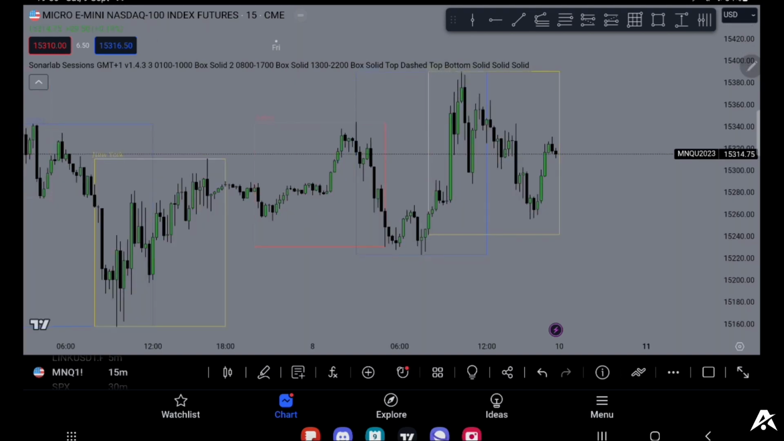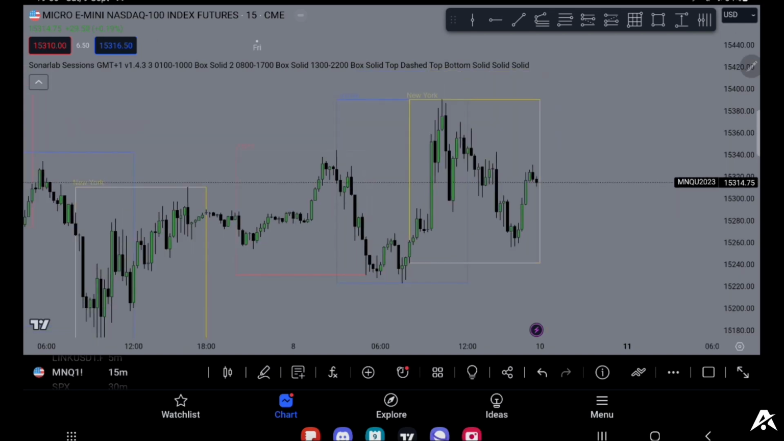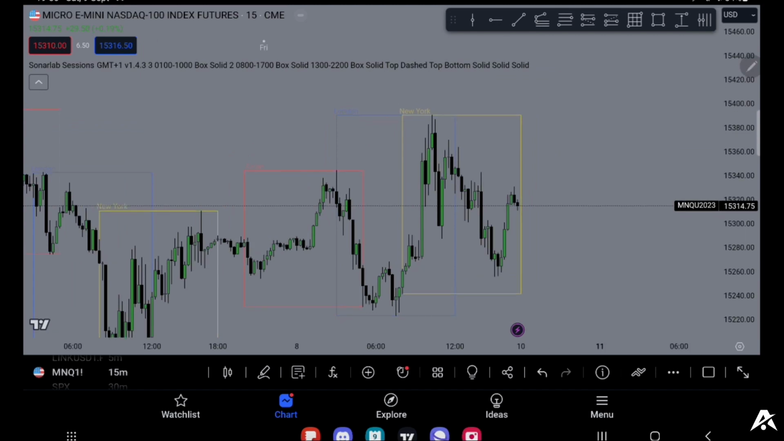But as a rule of thumb, Asia always accumulates, followed by London, which always manipulates. It'll go into the opposite direction of where the price has to reach out to towards the end of the day, followed by New York, which has the highest volume, will always distribute price. And on this day, on a 15-minute time frame, you have a perfect example.